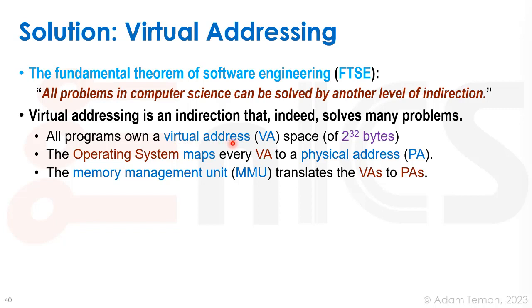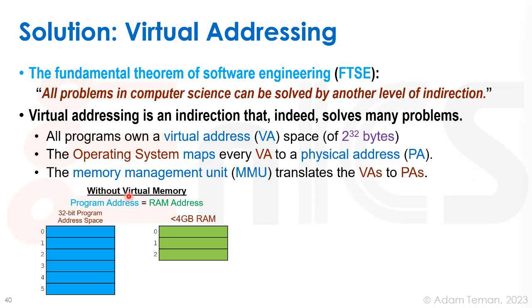All programs own a virtual address space of the whole 2 to the 32 bytes or 2 to the 64 bytes, depending on what our architecture is. The operating system maps every virtual address to a physical address that fits in our physical memory, and we have a memory management unit, or an MMU, that will do this translation or indirection. It will translate the virtual addresses to physical addresses.